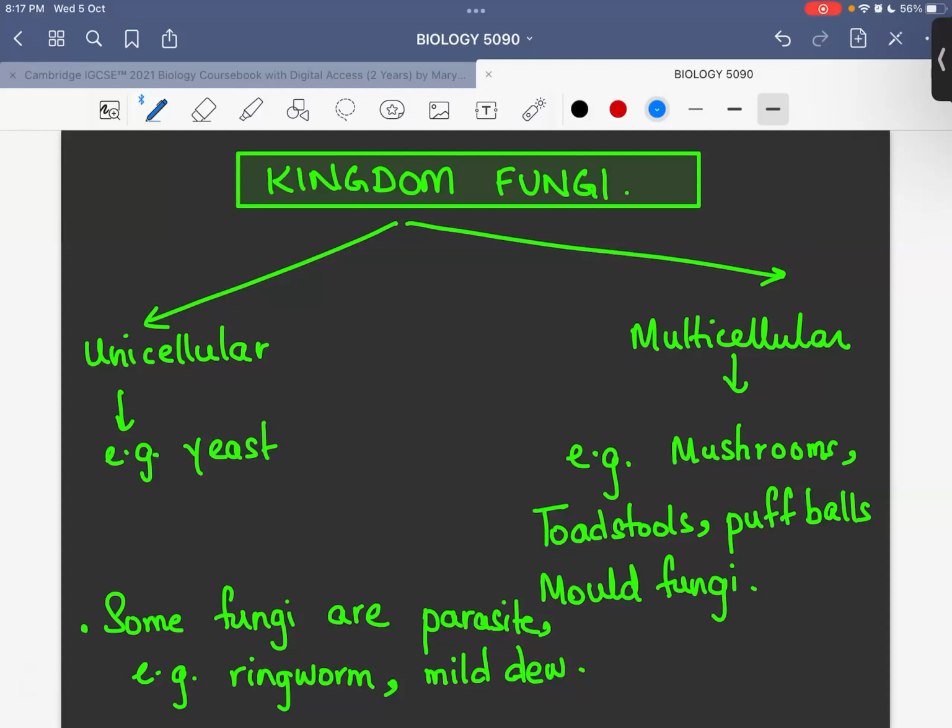All fungi are a group of organisms which have some characteristic features, which is why we need a separate kingdom for them. Why do we need a separate kingdom? Their characteristic features are that these organisms can be unicellular or they can be multicellular. If they are unicellular, the example which is relevant for you is yeast.